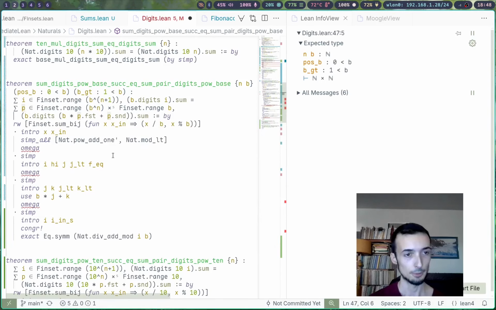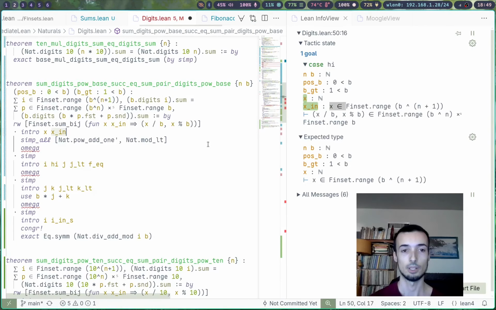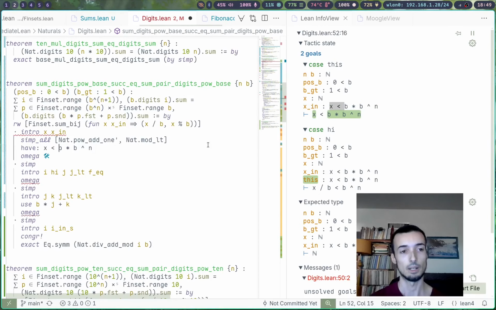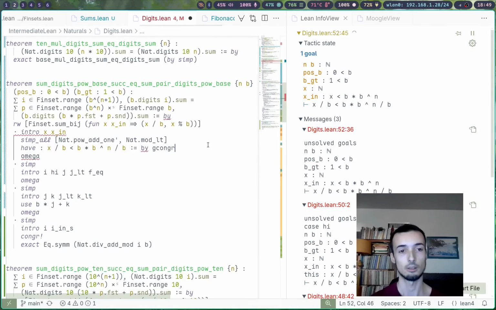Okay, so how are we going to go about doing this? In this case, omega has a lot more trouble, and it's not surprising because 10 is a finite number, but we don't know exactly what b is. So how do we prove here that x divided by b is less than b to the power of n? Well, we should be able to divide both sides by the base. So we should be able to say we have this by gcongr.